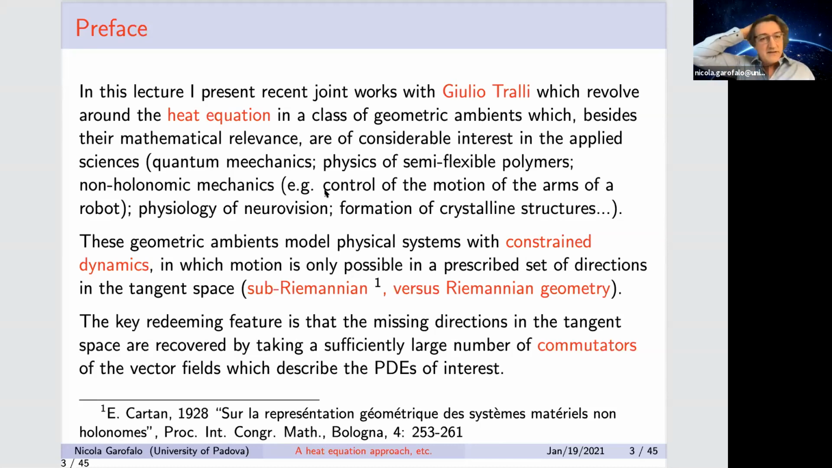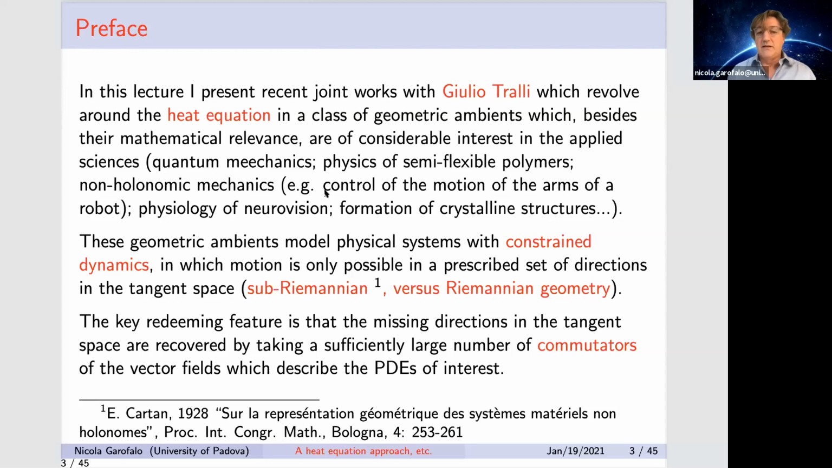The geometric ambients that you will see in this talk model a physical system in which there is a constrained dynamics. What I mean by this is that in Riemannian manifolds, you can move everywhere in the tangent space. In these settings, you can only move in a set of prescribed directions in the tangent space. And therefore, you have what is known as sub-Riemannian versus Riemannian geometry.